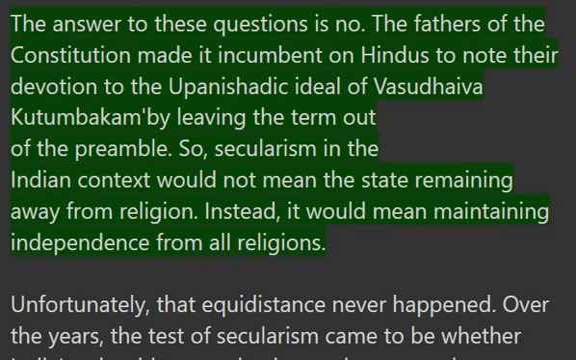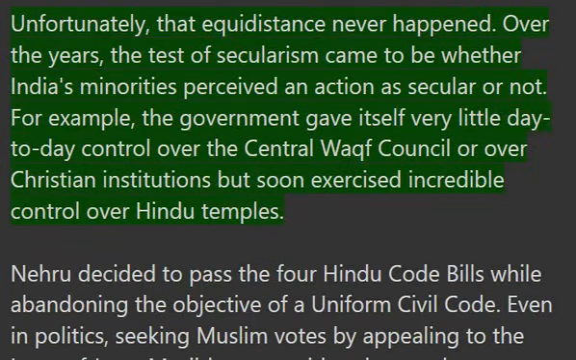So, secularism in the Indian context would not mean the state remaining away from religion. Instead, it would mean maintaining independence from all religions. Unfortunately, that equidistance never happened. Over the years, the test of secularism came to be whether India's minorities perceived an action as secular or not.